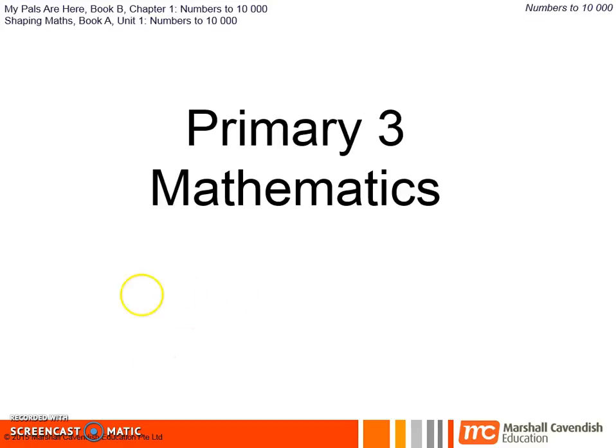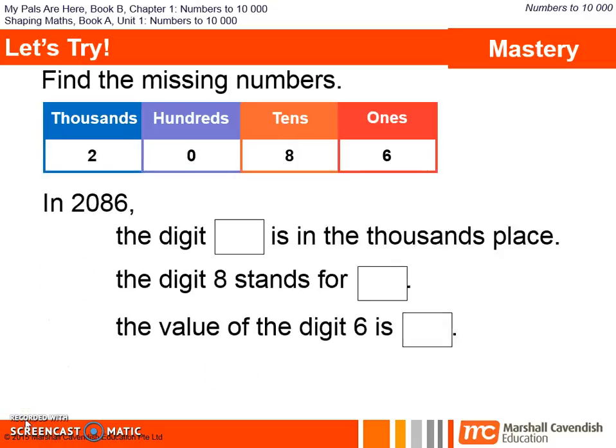We will be looking at comparing and ordering numbers. But before that, a quick recap on place value and values of numbers. Okay, let's have a look at this number. It's 2086. So what is the value of the digit 2? How about the digit 0? And the digit 8? And the digit 9?